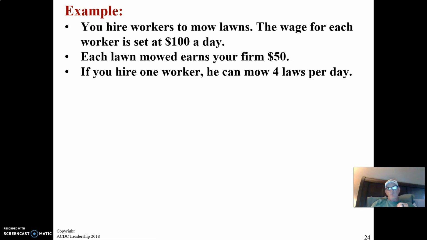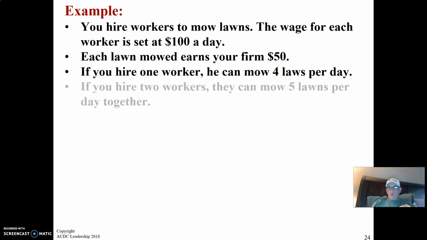Well, let's think about that. One worker is going to cost us how much? $100. He can do 4 lawns per day, so he's going to bring in $200. Okay? Should we hire him? We should absolutely hire him. One worker is going to cost us $100. He can bring in $200. We should absolutely hire that worker.